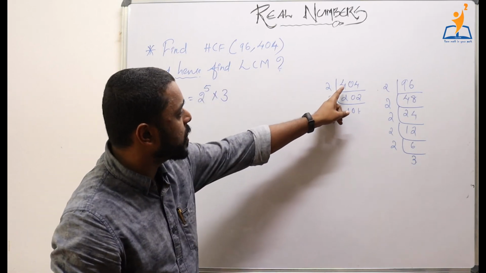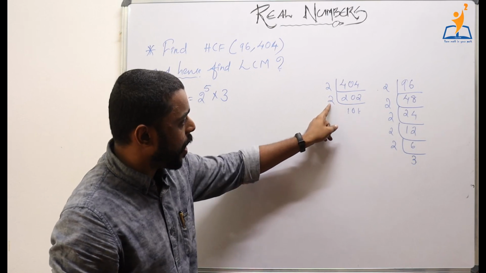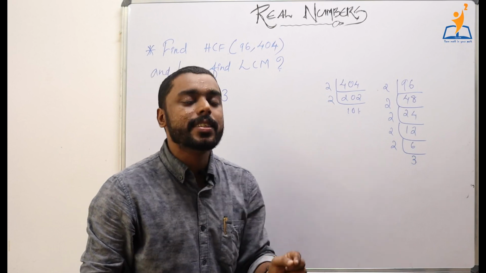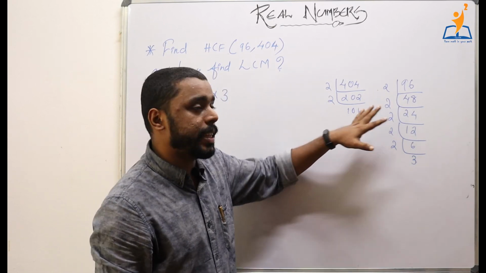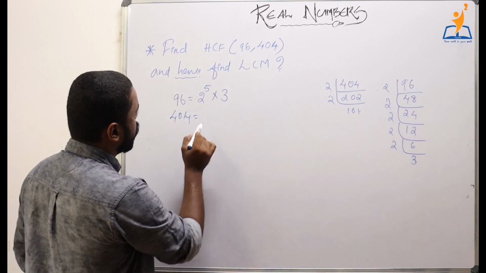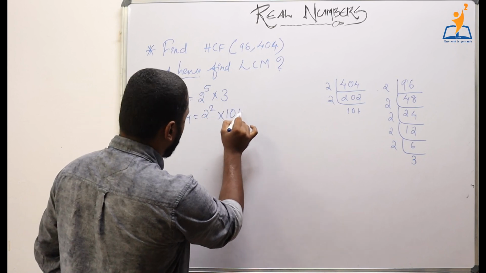Also 404 is divided by 2, resulting in 202, and when it is divided by 2, it results in 101. Note that 101 itself is a prime number, so we stop our division there. So we have 404 equal to 2 square into 101.